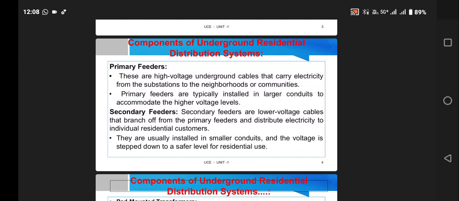The second component is secondary feeders. Secondary feeders are lower voltage cables that branch off from the primary feeders and distribute electricity to individual residential customers. They are usually installed in smaller ducts and the voltage is stepped down to a safer level for residential use.